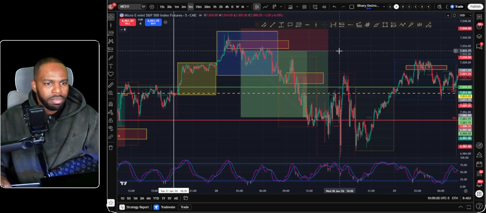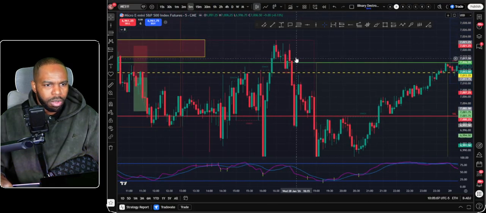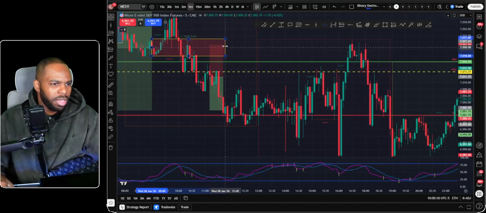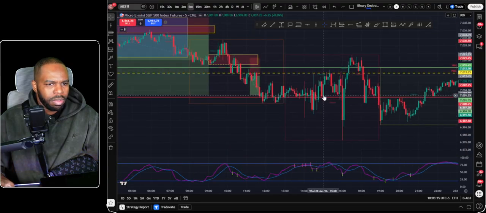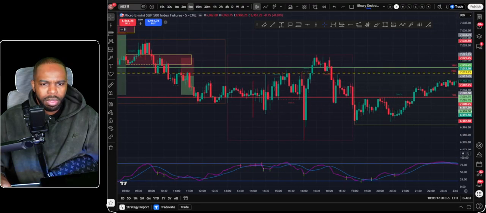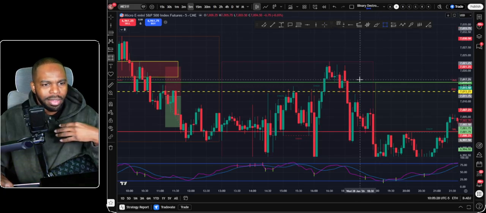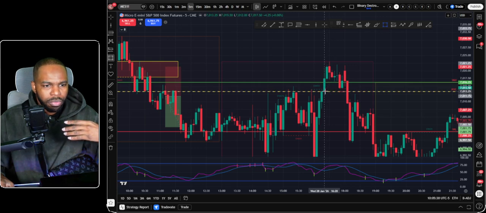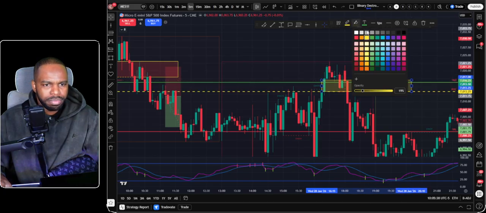Let me see if I can show you guys one more example here. Let's say that we didn't take a trade in London session. Let's see if we could have taken a trade in the U.S. session here. This box right here is the U.S. session. So what we could have done, like I always do, I like to look for reversals. So I want to draw out my bullish fair value gap. This is the bullish fair value gap right here.